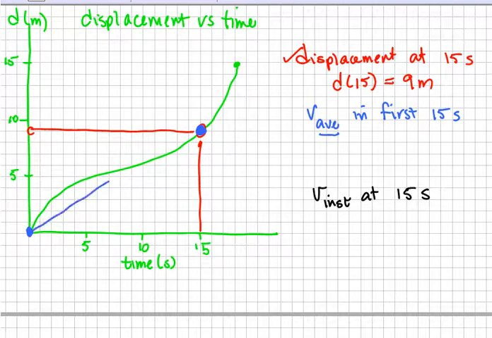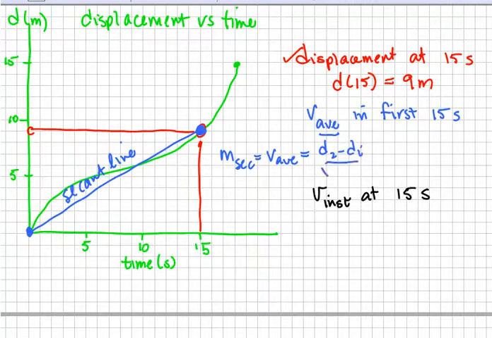So I'm going to draw a straight line connecting these two. This is called a secant line, and I am going to find the slope of the secant line. The slope of the secant line is the average velocity, and it's rise over run, or d2 minus d1 over t2 minus t1. This point has a coordinate of (15, 9), and this one has a coordinate of (0, 0).